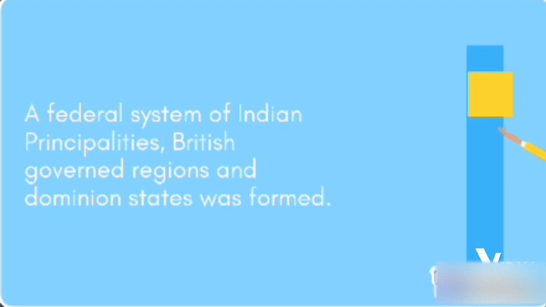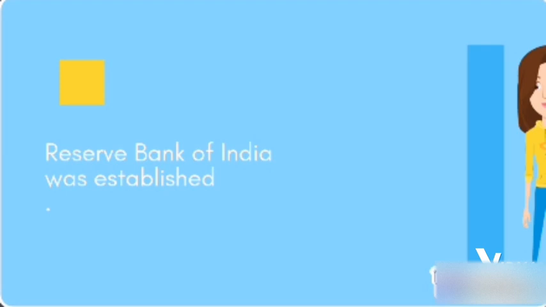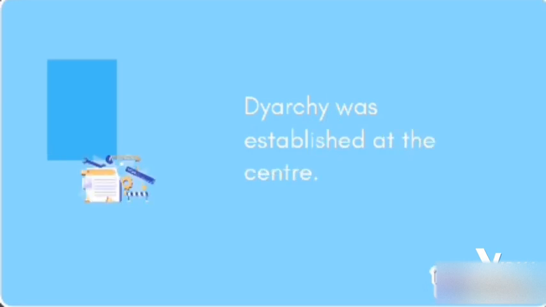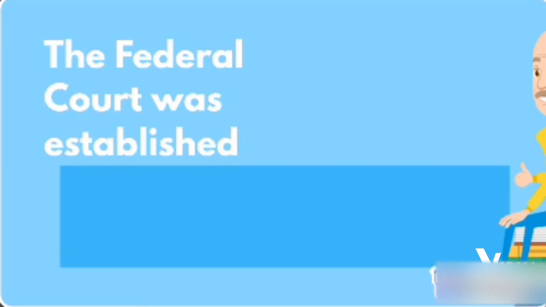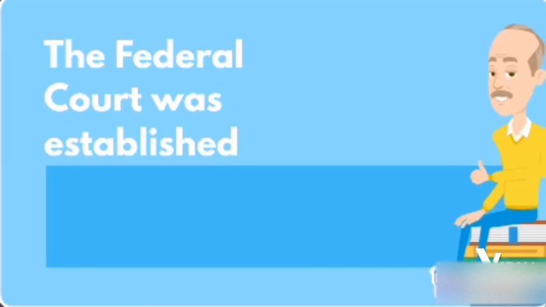A federal system of Indian principalities, British-governed regions and Dominion states was formed. Reserve Bank of India was established. Dyarchy was established at the center. Dyarchy was abolished at the provincial level and autonomy was granted. The Federal Court was established.